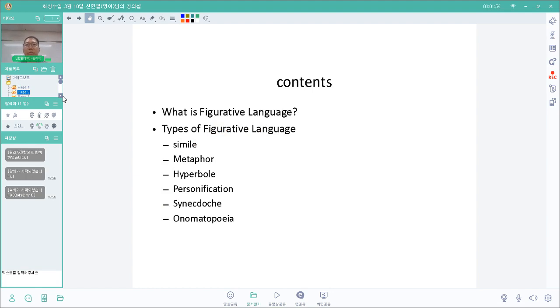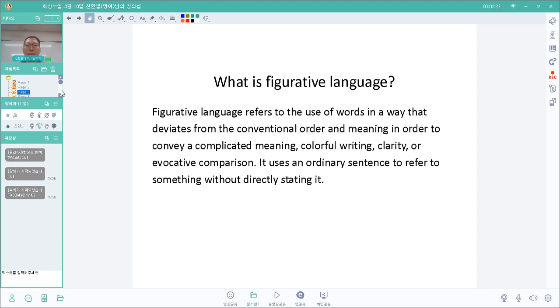So this is some of the material that we're going to cover with figurative language. First, we're going to talk about the meaning of figurative language. Figurative language has several different types. We have 6 different types: simile, metaphor, hyperbole, personification, synecdoche, onomatopoeia. We'll take a look at the concept of each technique in turn. Okay? So first off, the meaning of figurative language.